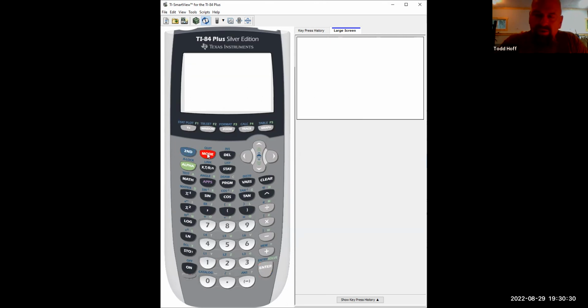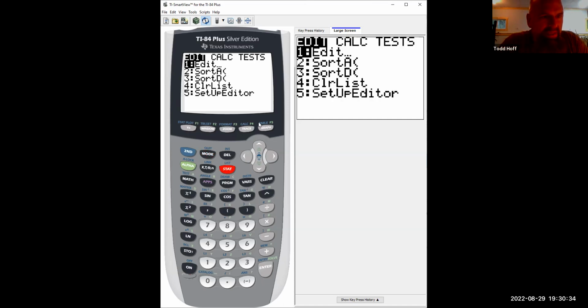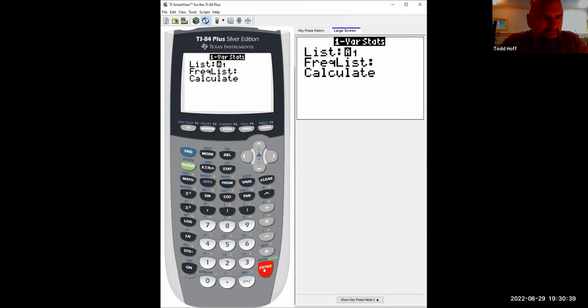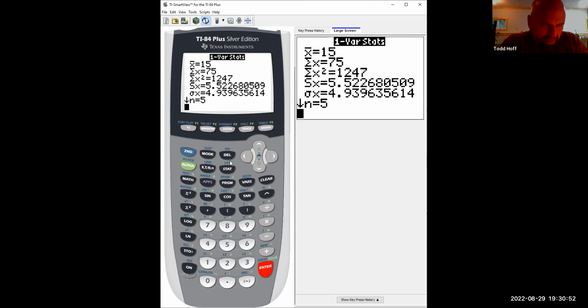And now I'm going to calculate what's called the one variable statistics. I go stat, I go over to calc, and I select one variable stats, option 1. My list is L1. If it's not L1, I do second and 1 to put L1 in there. My frequency, I always leave that blank, and then I hit calculate. And notice it says my mean is 15. This sum of the x means the x add up to 75. Sum of the x squared is not important.